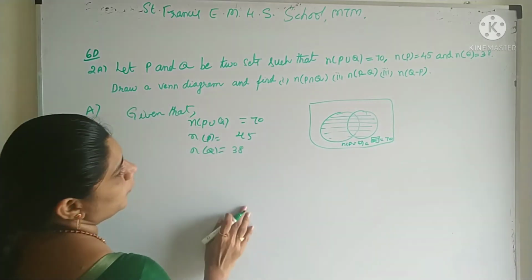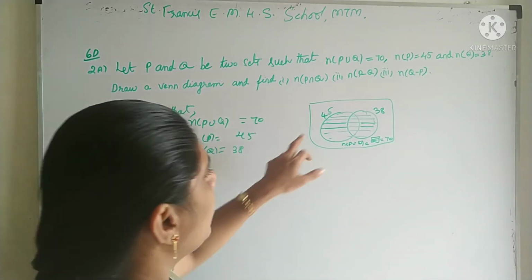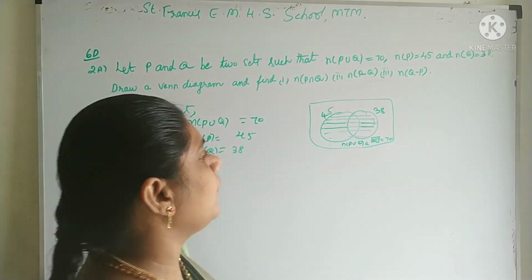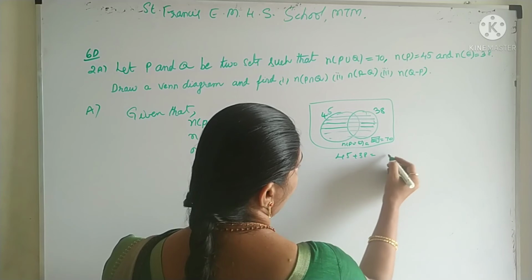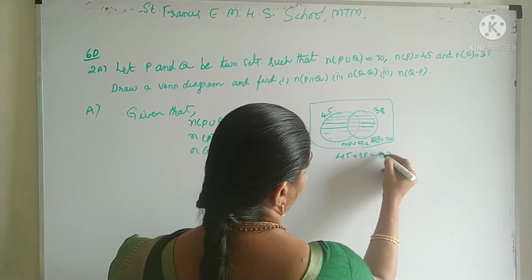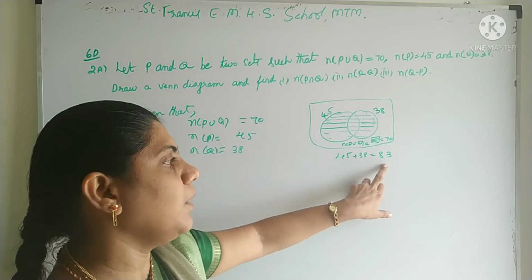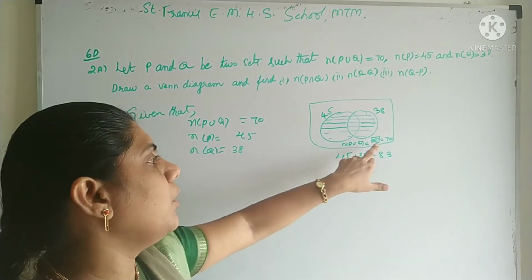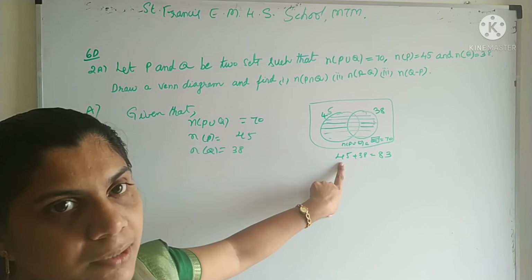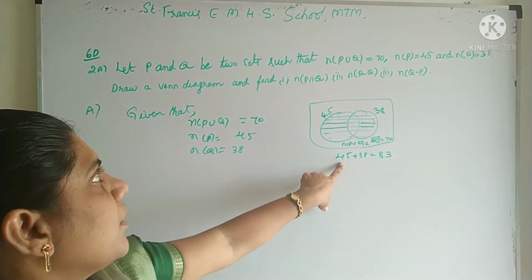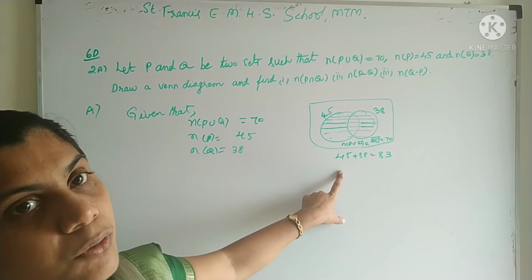So n(P) is 45, and the total number 70 we know. Observe this 45 and 38. If we add these two, 45 plus 38, how much is that? 83 you are getting. But this is more than 70, and they have given n(P ∪ Q) equal to 70 only. So what may be the extra numbers here? The extra numbers, you get 83. So that will be the common elements of the given two sets.